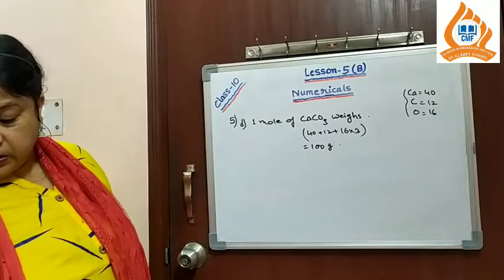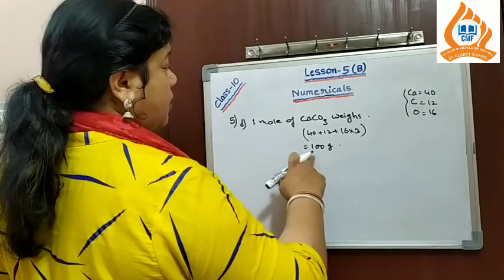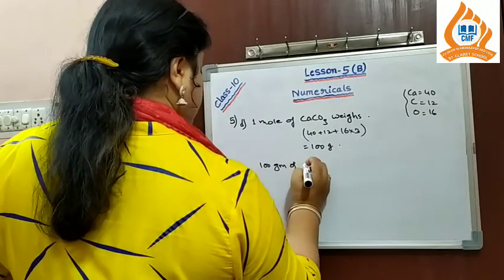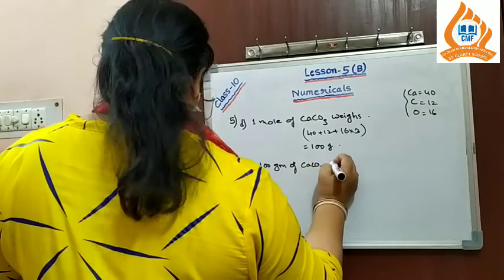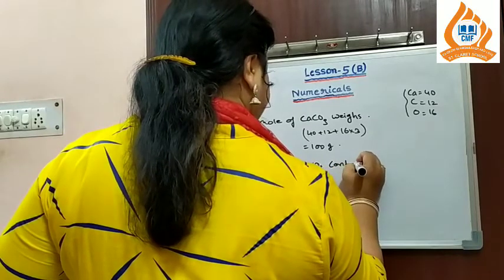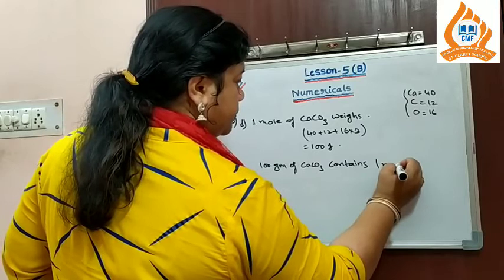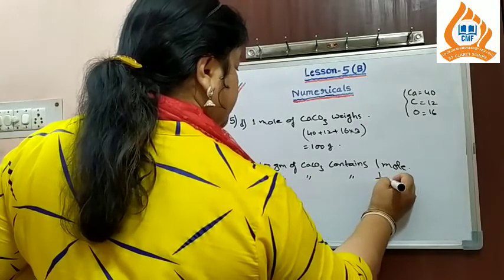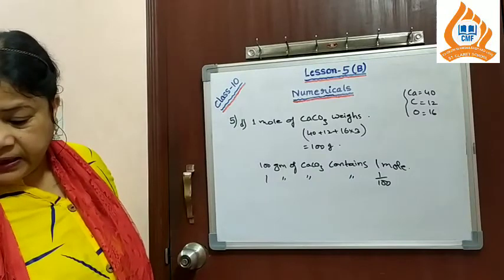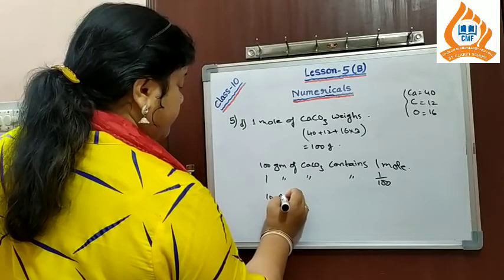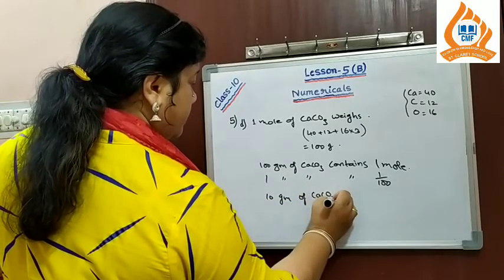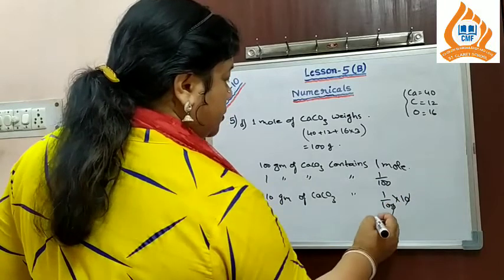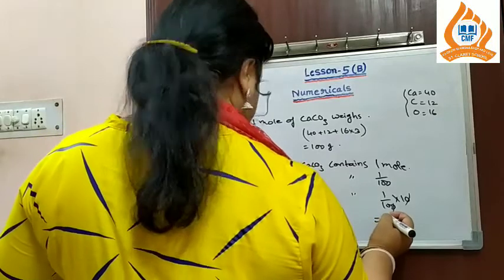But the question is given in the reverse way. So you will write 100 grams of CaCO3 contains 1 mole. So 100 grams of CaCO3 contains how much? 1 mole. So 1 gram contains 1 by 100. And what is given in the question? 10 grams. So what will the 10 grams contain? 1 by 100 into 10. So 1 by 10. So 1 by 10 is equal to 0.1.